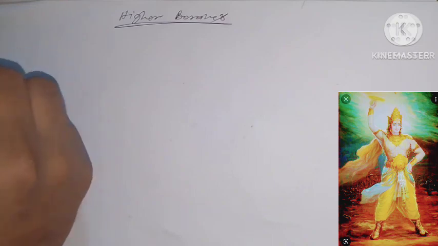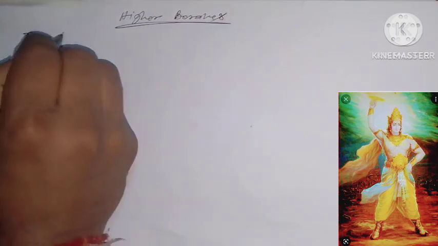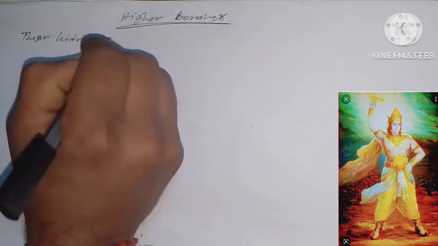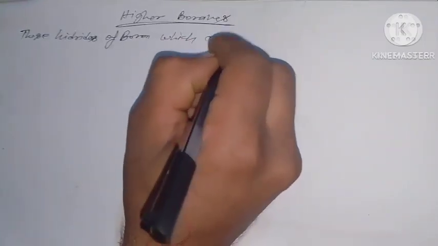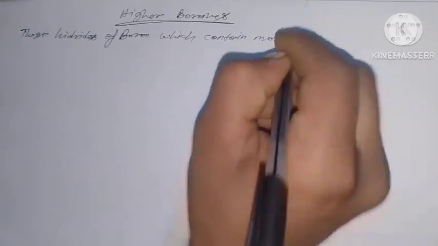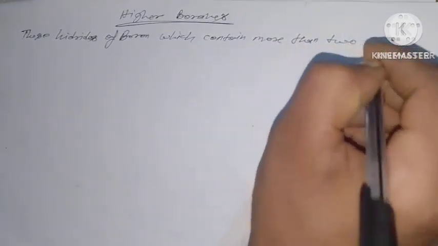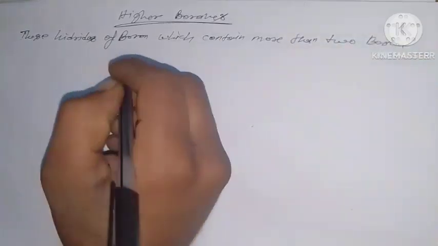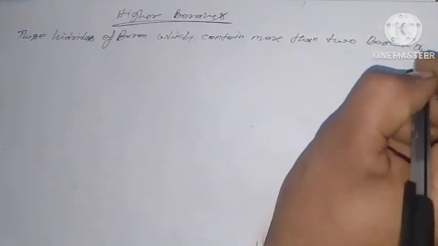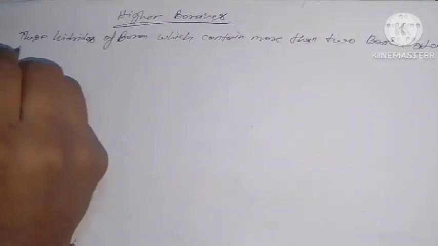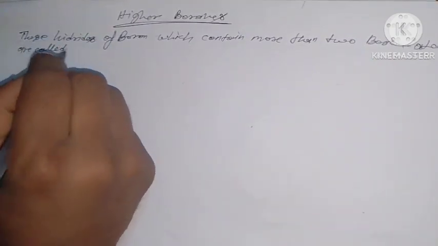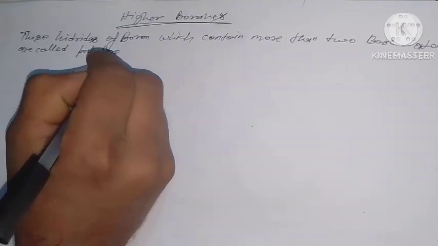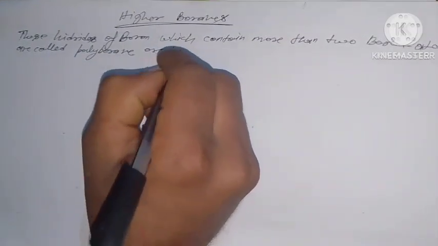Those hydrides of boron which contain more than two boron atoms are called polyboranes. Polyboranes are higher boranes.